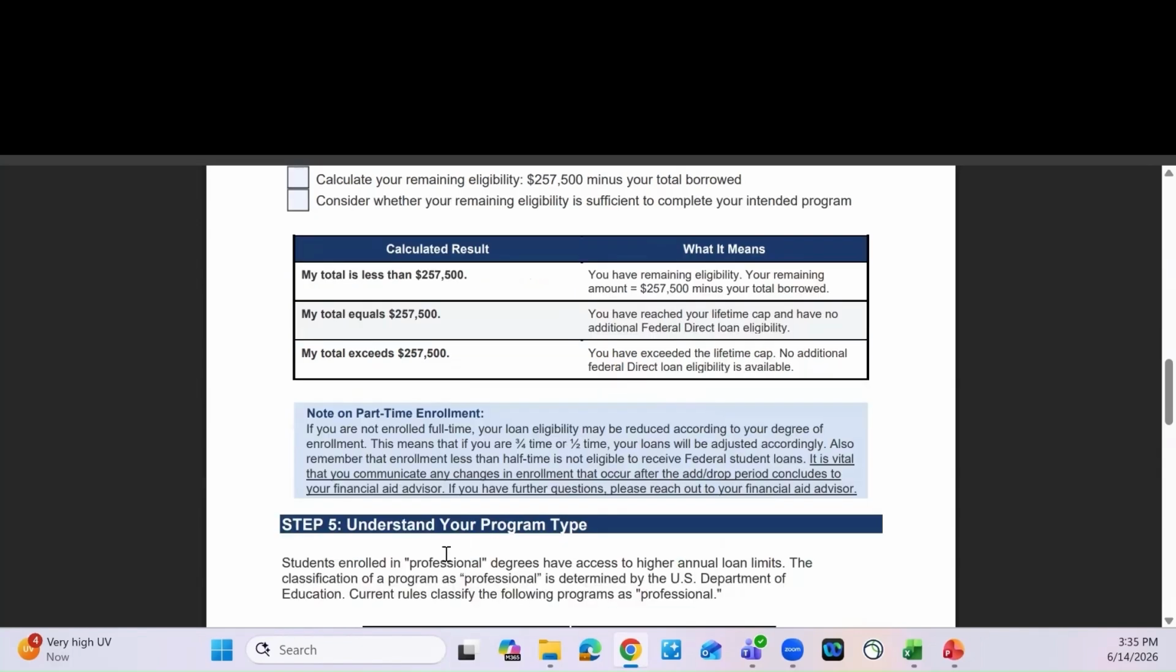Note for part-time students, if you are not enrolled full-time, starting July 1, your loan eligibility may be reduced according to your degree of enrollment. This means that if you are three-quarter time or half-time, your loans will be adjusted accordingly. Also remember that enrollment less than half-time is not eligible to receive federal student loans. It is vital that you communicate any changes in enrollment that occur after the add/drop period concludes to your financial aid advisor. If you have further questions, please reach out to the Office of Financial Aid.